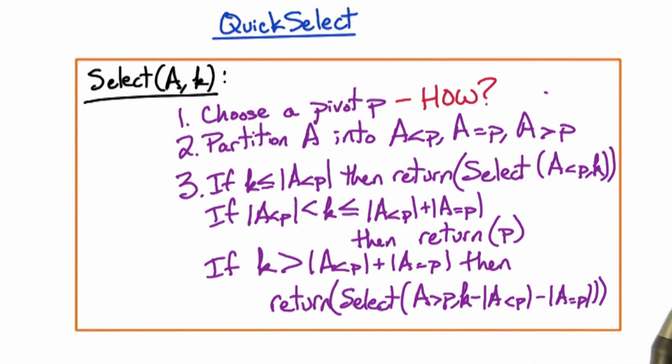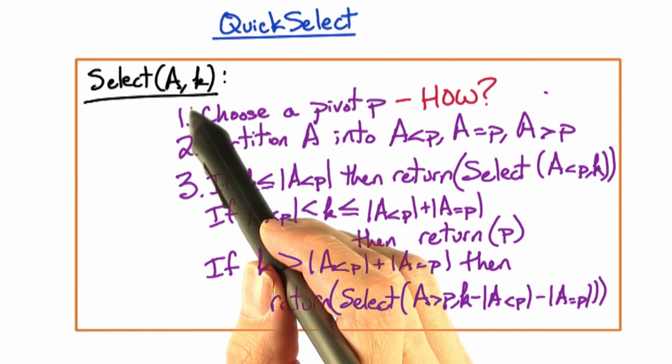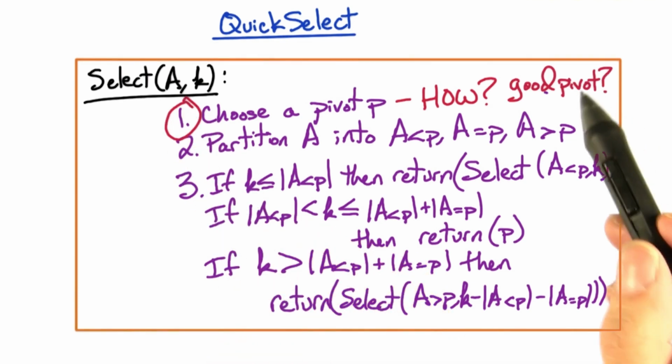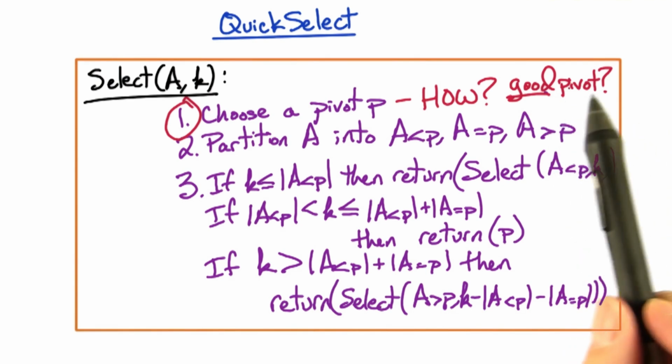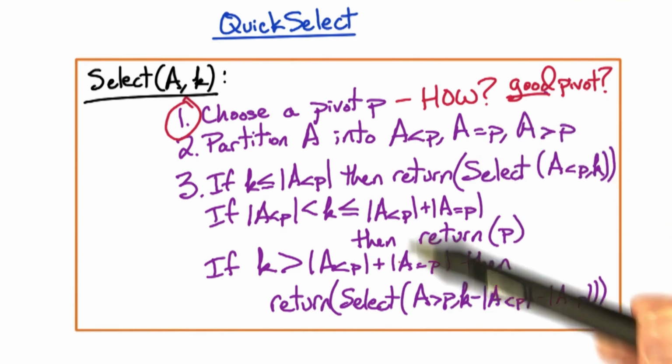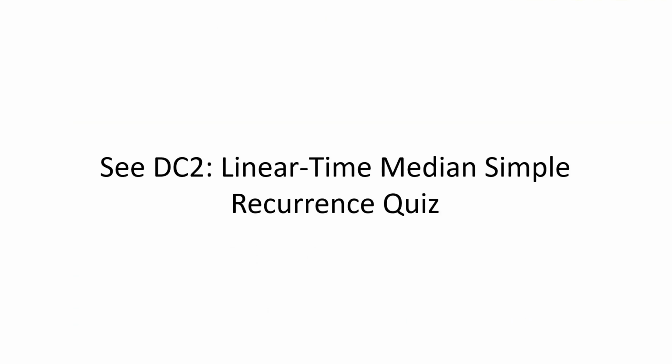Now, this is the basic algorithm, but the key part is, how do we choose a pivot? And what constitutes a good pivot? What does it mean to be good? Let's first look at what a good pivot means. What's a pivot which would lead to an order n time algorithm?